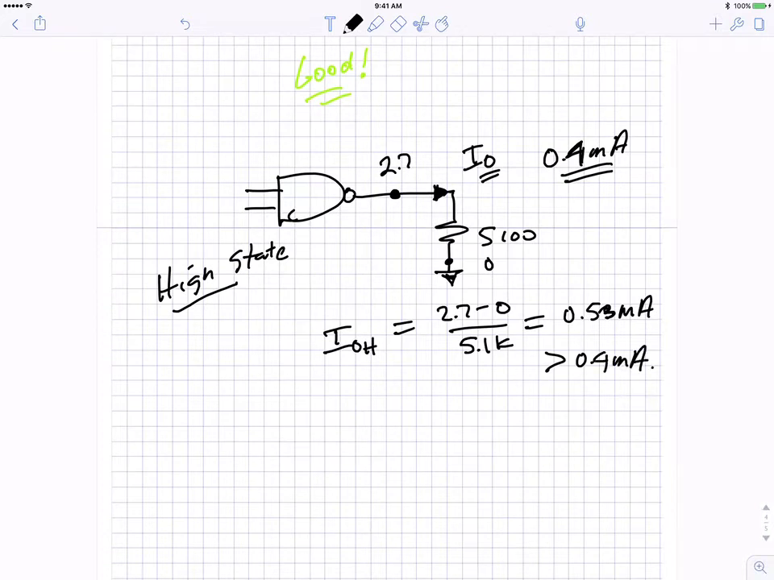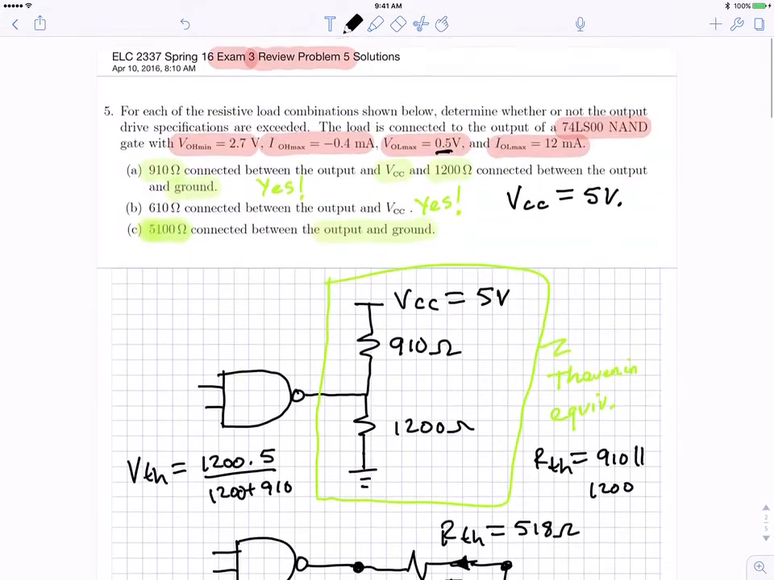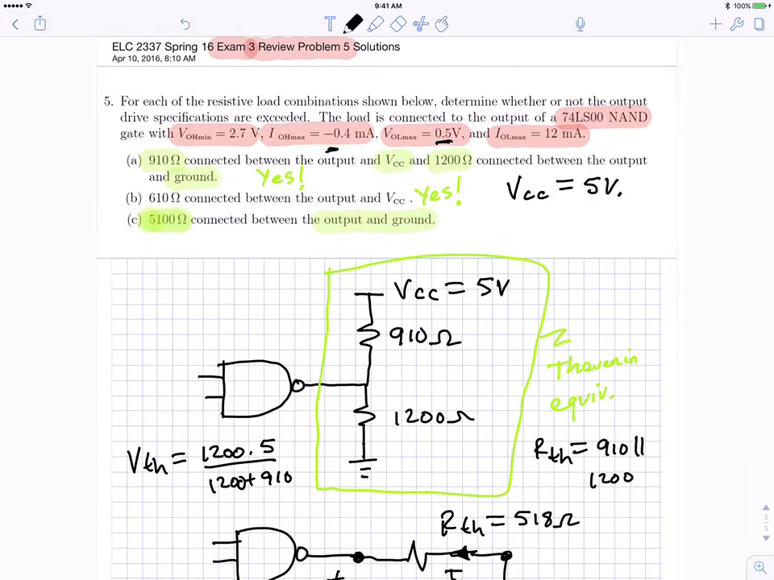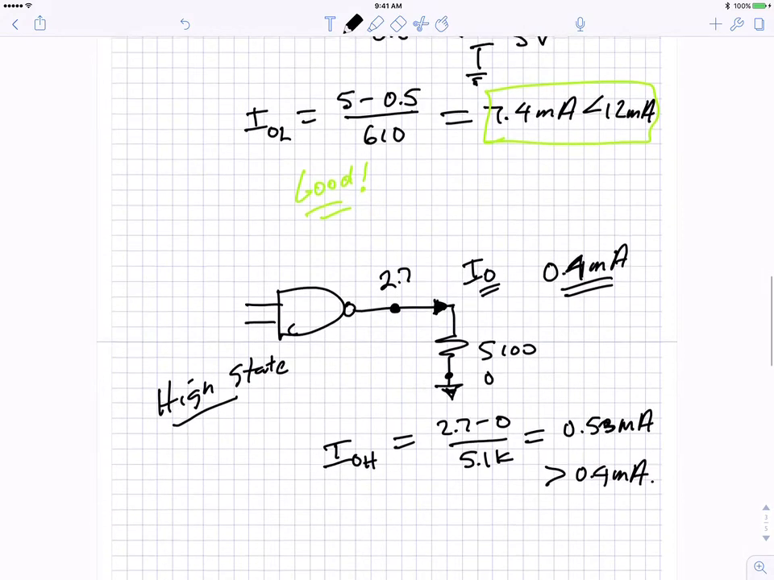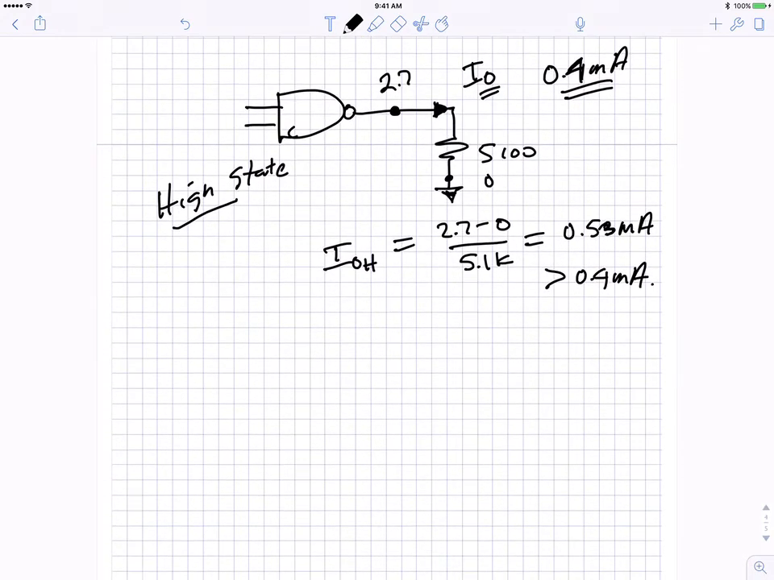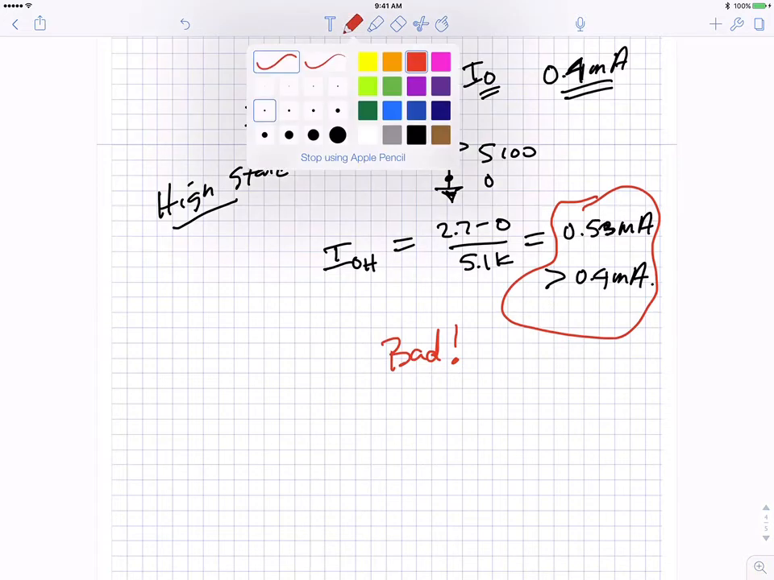All right, you might be asking, what happened to the minus sign? Remember the whole purpose of the minus sign up in the problem statement, minus 0.4? That's what told me that the limitation is from sourcing current, not sinking current. Okay, so this is sourcing more than 0.4 milliamps. Therefore, in this problem, this is bad. And we know right away the output specifications are going to be exceeded under the high state.